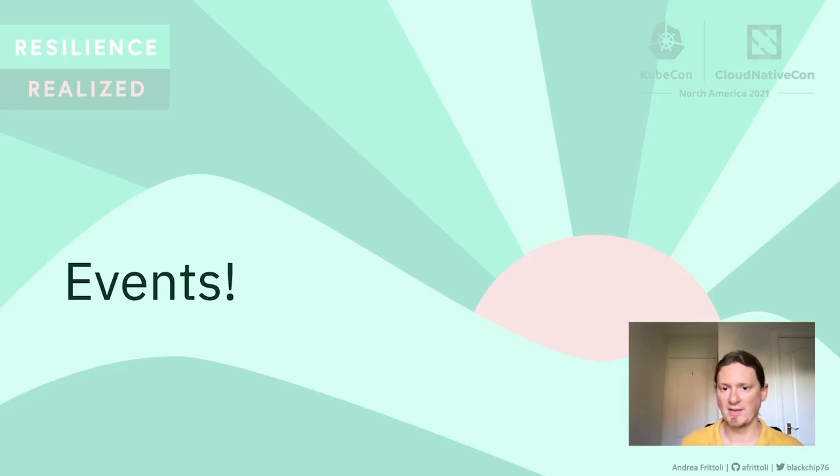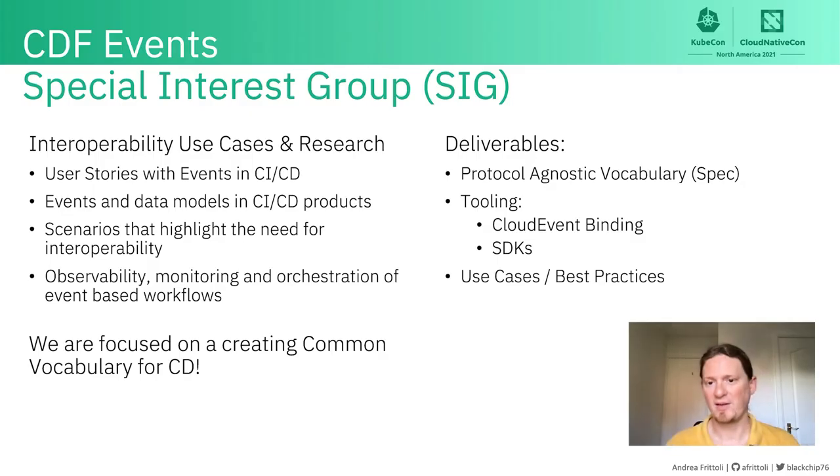So maybe we can use events, but we'll need some kind of standardization. Inside the CD Foundation, there are several special interest groups, and one of them is focused on events, the events SIG. This group was born to define a shared vocabulary about CI, CD, and software supply chain and software lifecycle in general. The main idea behind creating a common language with well-defined terms is to enable tools to share information about what they are doing, so they can be wired together in cases when to solve a problem you need more than one tool. We are focused on creating this vocabulary in a protocol agnostic way.